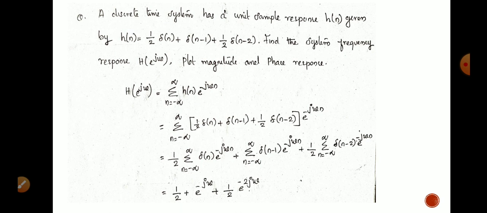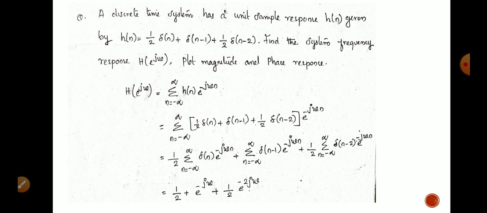Here we have been given the impulse response of the system, h of n. To find the Fourier transform, we have to take the discrete time Fourier transform of the impulse response. We have H of e raised to j omega. This is the discrete time Fourier transform. We have H of e raised to j omega equal to summation n from minus infinity to infinity h of n e raised to minus j omega n.